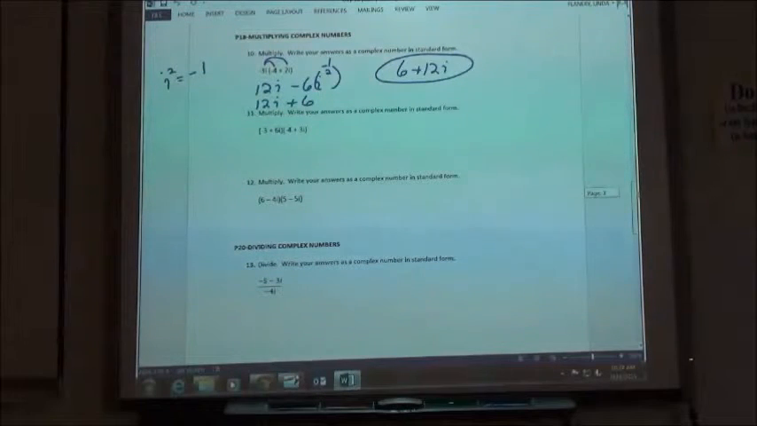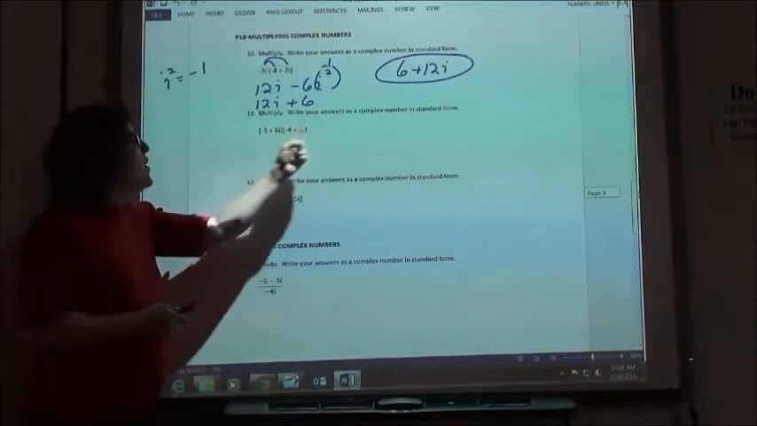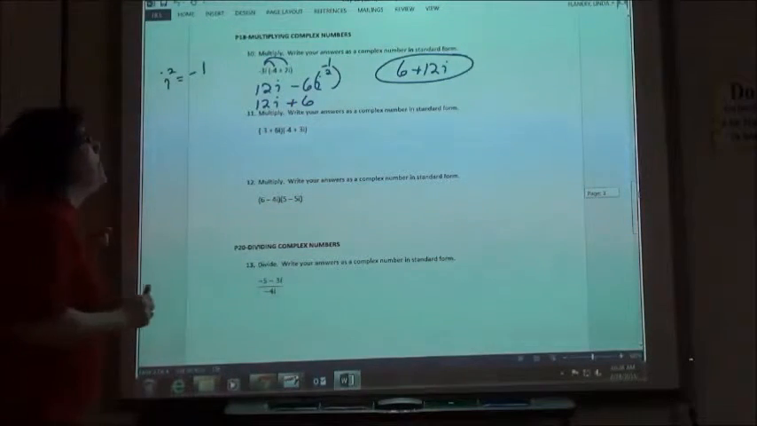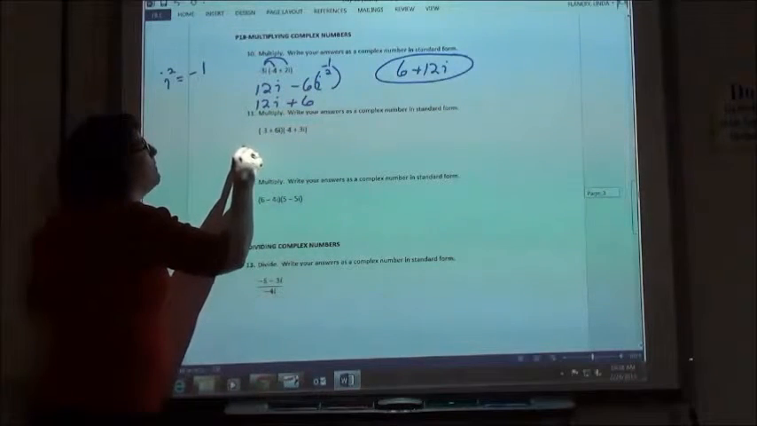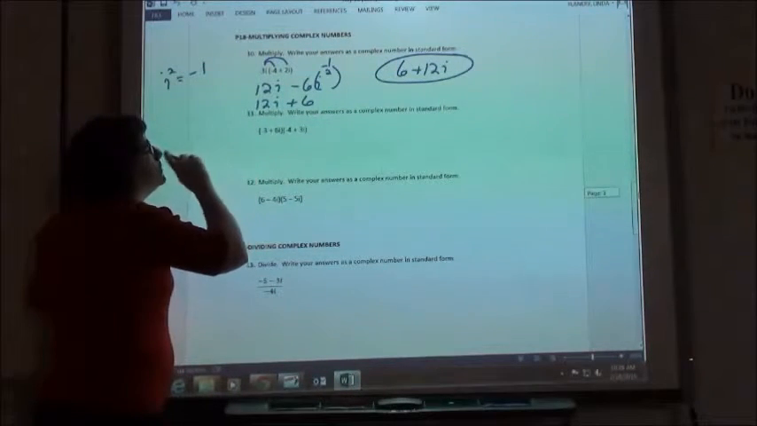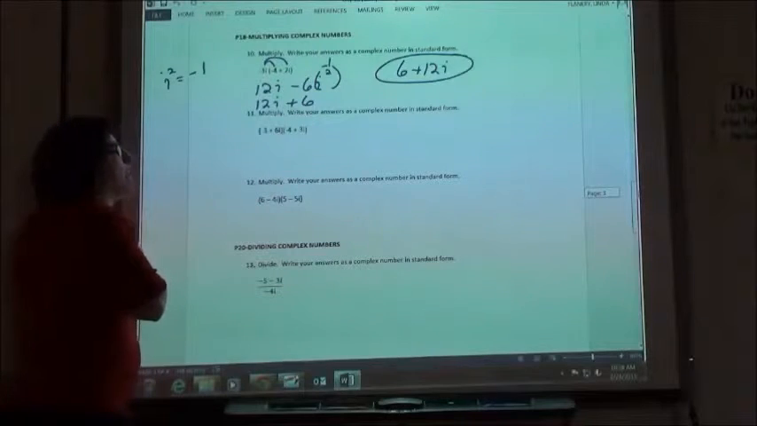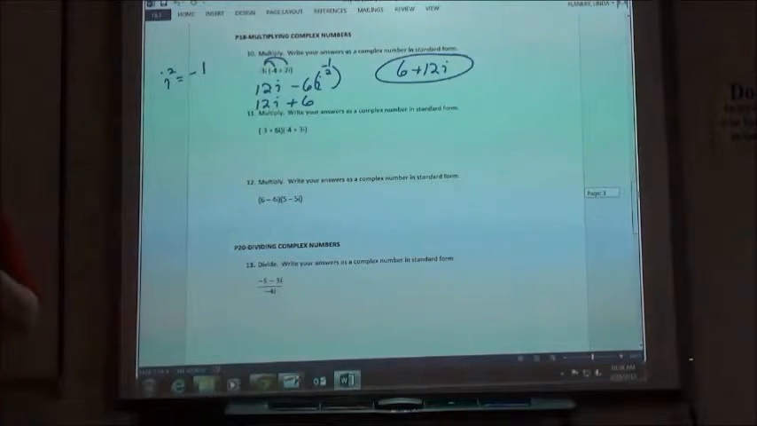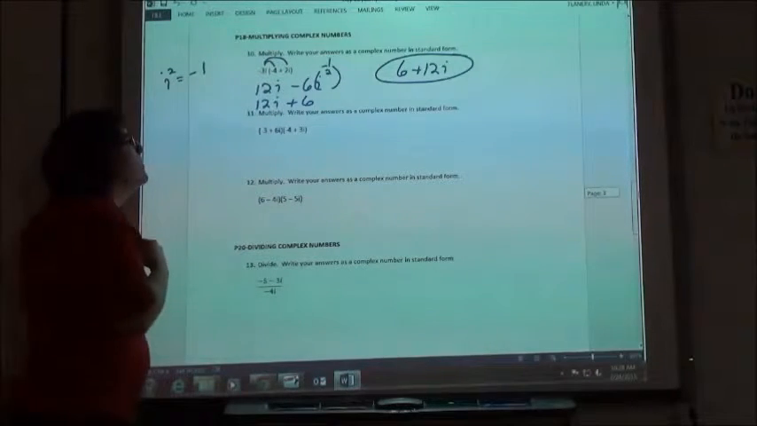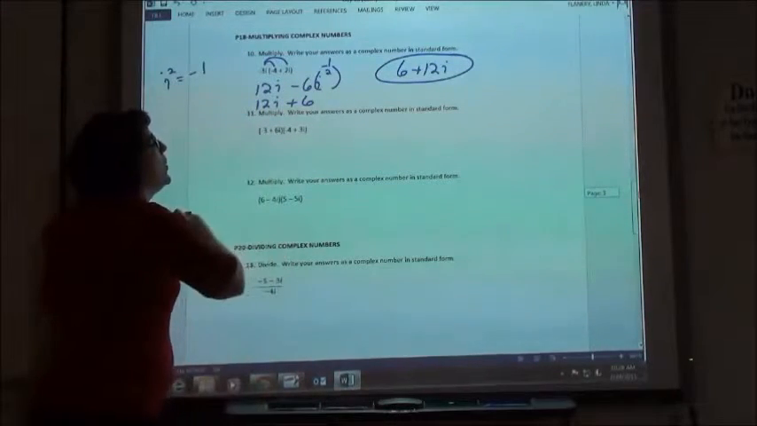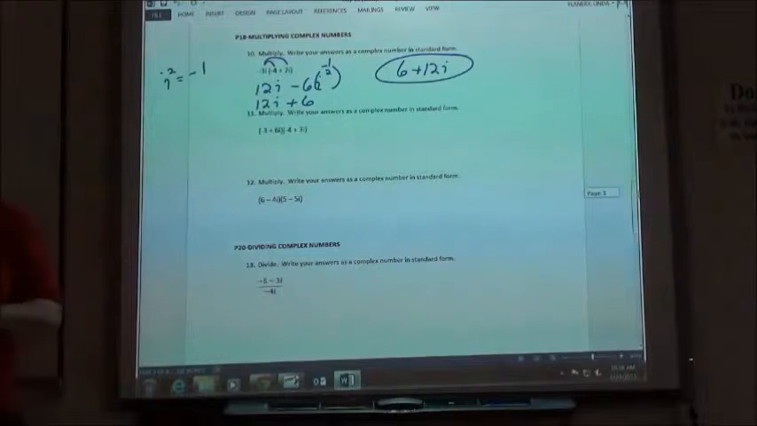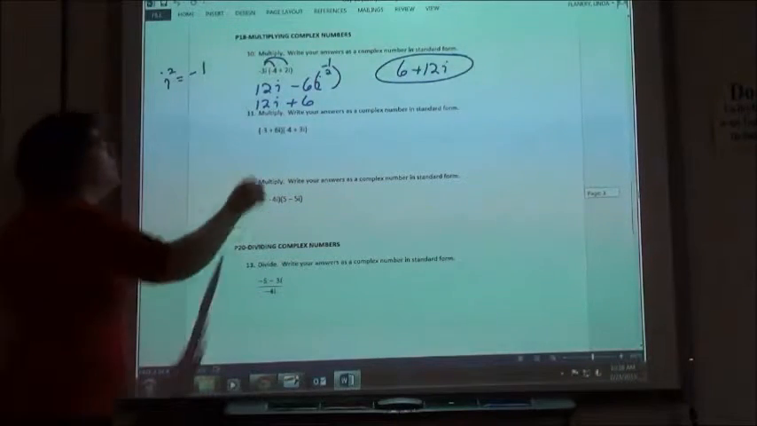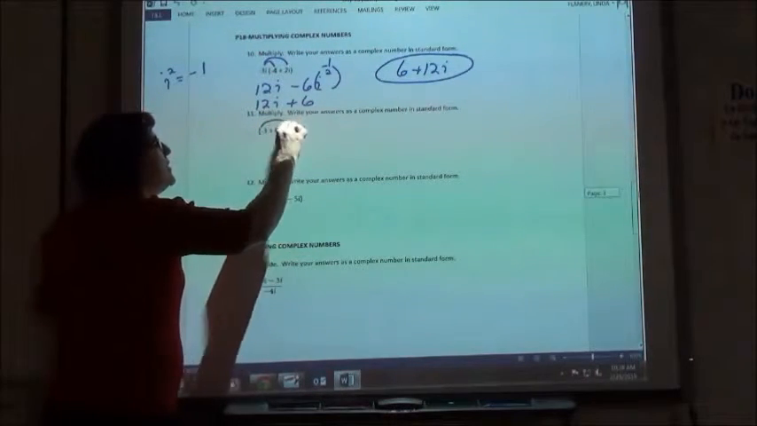Number 11. Again, we're multiplying, but this one we have to FOIL out because we have 2 terms in each parentheses. So, FOILing that out, what would we get? What we can't do is distribute. We're FOILing, right? So we're taking the negative 3 times the negative 4.